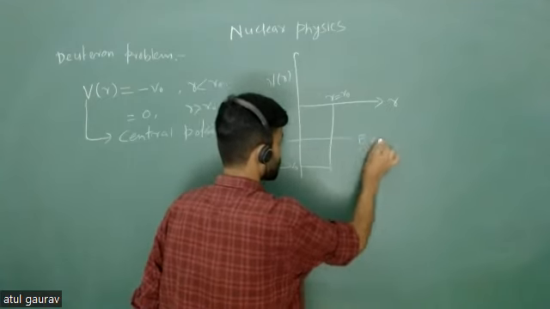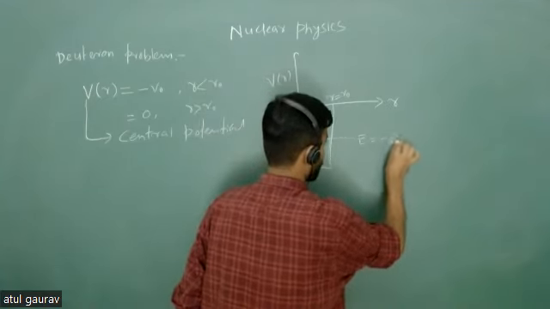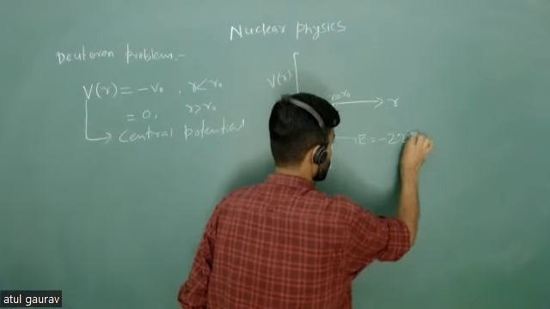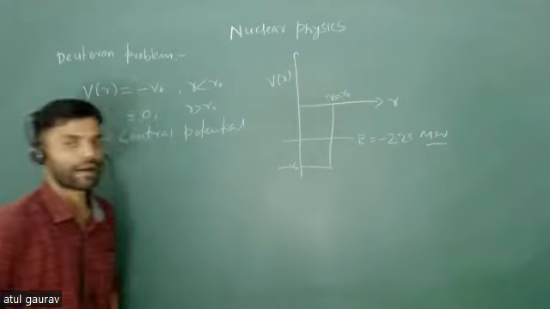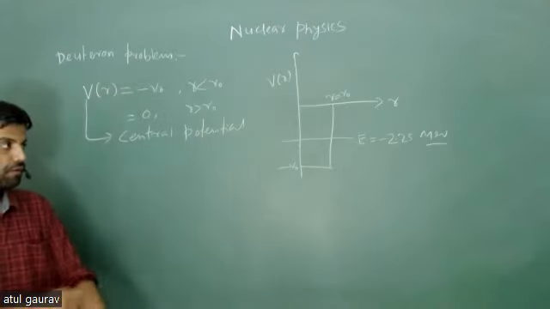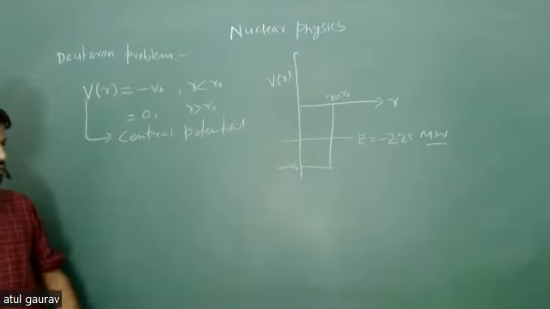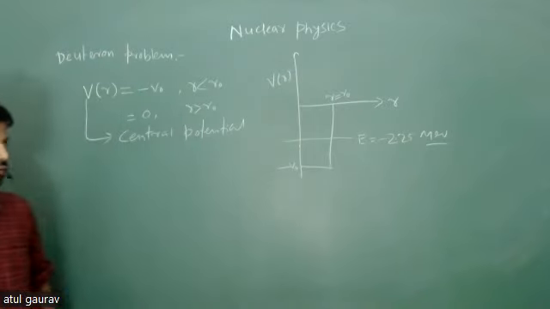How much energy should this be? Minus 2.25 MeV, mega electron volts, because its binding energy is 2.25 mega electron volts. So of course its total energy will be minus 2.25.